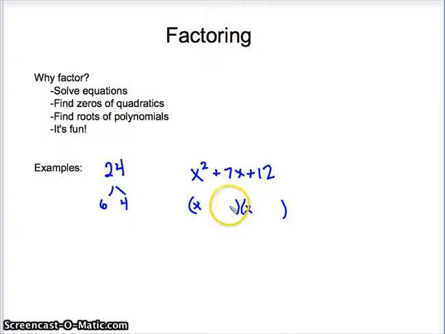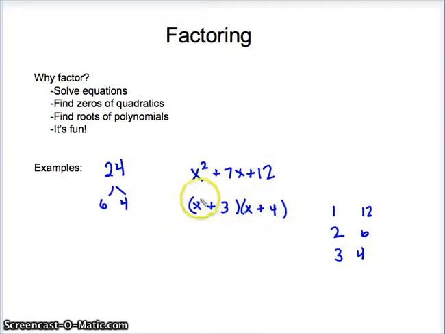Now, consider that when we FOIL, we multiply these last two together to get my constant. So I've got to figure out something that multiplies to be 12, okay? And then remember, when I combine my like terms, I add to get the middle term. So I've got to figure out two factors of 12 that add up to be 7. And you could start listing your factors of 12. 1 and 12, 2 and 6, 3 and 4. Boom! 3 and 4 add up to be 7. So I can say x plus 3 times x plus 4 would equal x squared plus 7x plus 12.